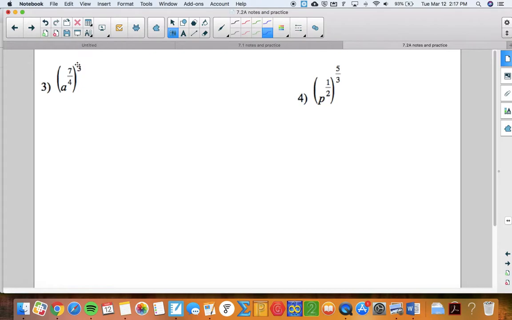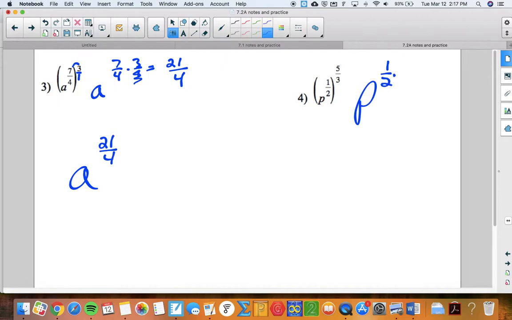Next property, when you take a power to a power, you multiply those powers together. Now this is the same as 3/1. So if you want to think of it as a to the 7/4 times 3/1, you can, or you can just realize, it's just 21/4. So a, and the power is 21/4. Beautiful. Same here. Now it's p to the 1/2, and you multiply that power with the power 5/3. So now it's 5/6. That's the power on the p.